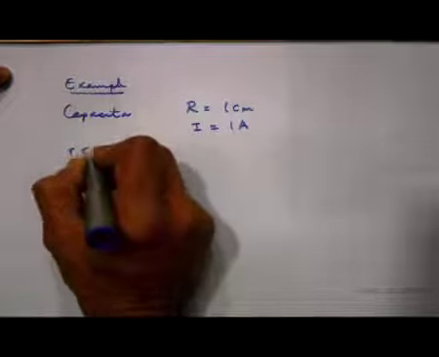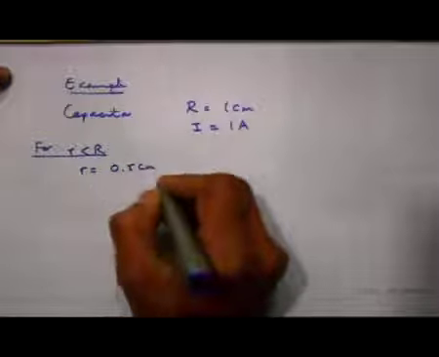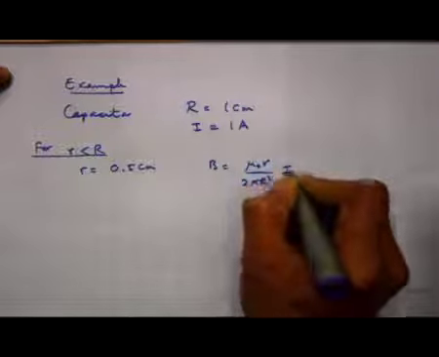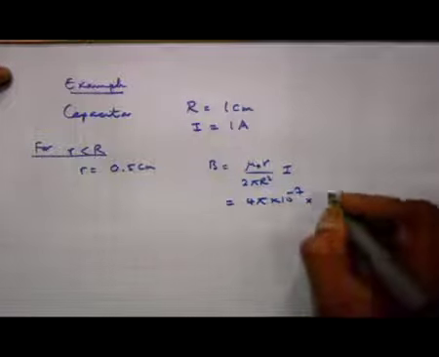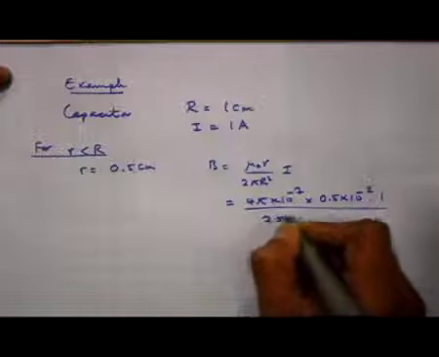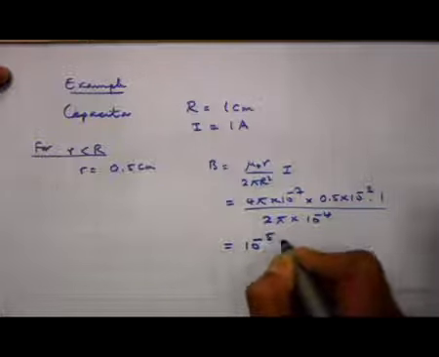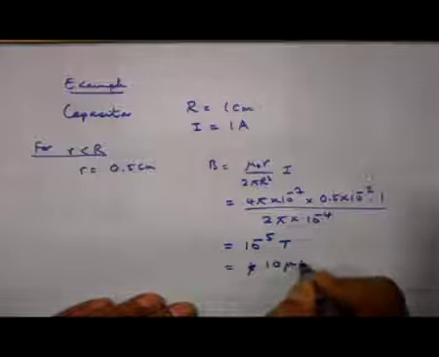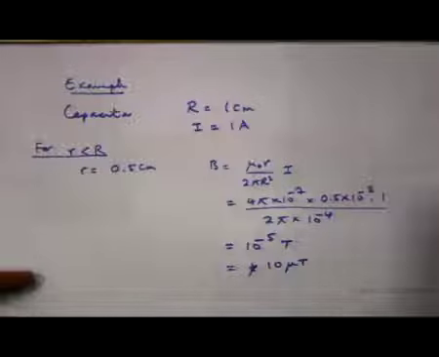So, for r less than R, let me calculate. Let me take r equal to 0.5 centimeter. The magnetic field is given by mu naught r by 2 pi R squared into I. So, this is equal to 4 pi 10 to the minus 7 into small r, 0.5 times 10 to the minus 2 meters, into current 1 ampere, divided by 2 pi into 10 to the minus 4, and that comes out to be 10 to the minus 5 Tesla. So, this is 10 micro Tesla, where micro is 10 to the minus 6. That is the magnetic field at a distance of 0.5 centimeters from the axis of the capacitor plates.